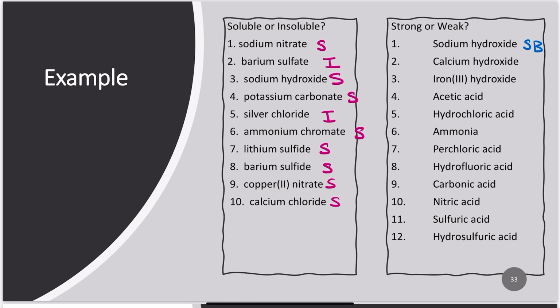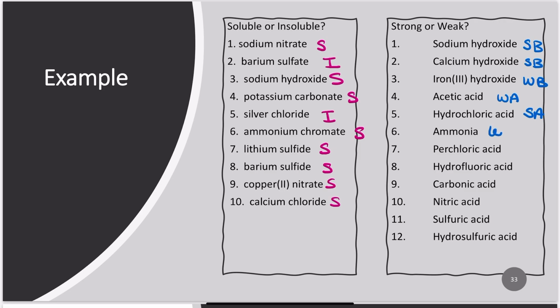Calcium hydroxide, strong base. Iron hydroxide, that is a weak base. It's not one of the ones I have memorized. Acetic acid is a weak acid. Technically, I have it memorized because we use it all the time. It's the active ingredient in vinegar, but it's not one of my 7 strong acids I've memorized. Hydrochloric acid, strong acid. I have that one memorized.